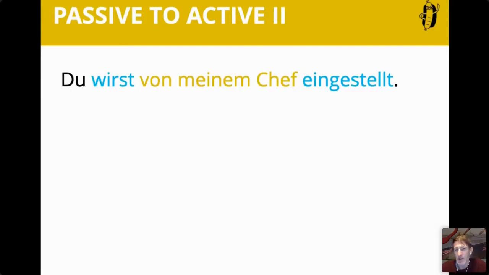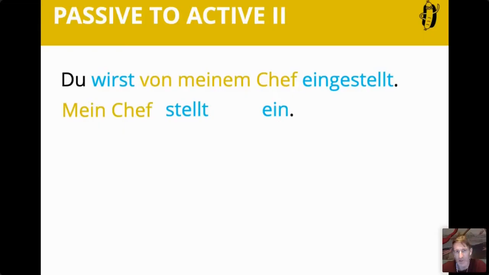So, "von meinem Chef", the "von" of course goes away. "Meinem Chef" has to change to the original form, which is "mein Chef". Now, he is employing me. Employing, if you're a total beginner, forgive this advanced example, but just take it, don't worry about it. "Einstellen", we separate. "Stellt ein."